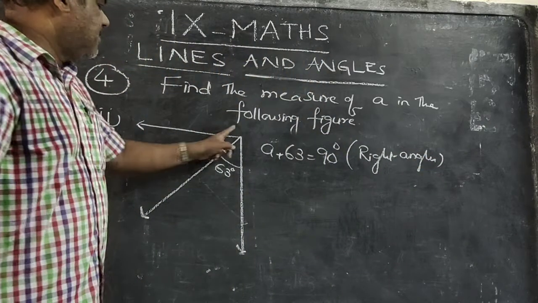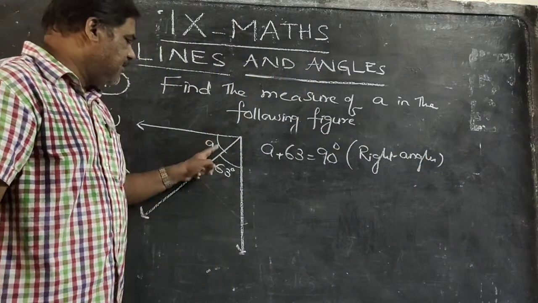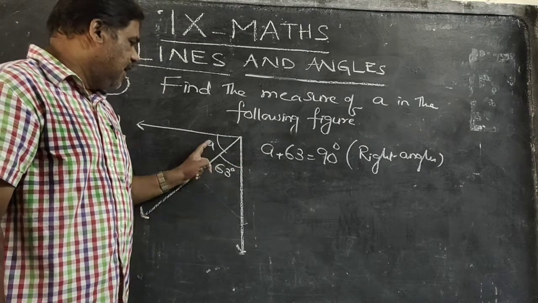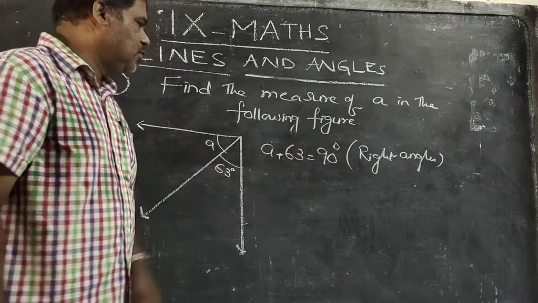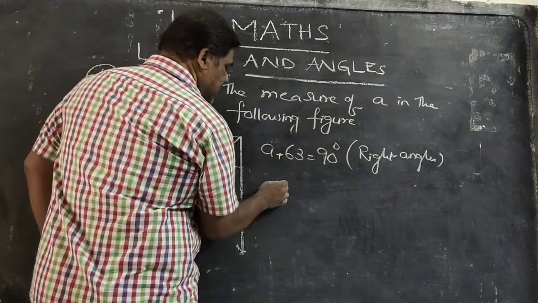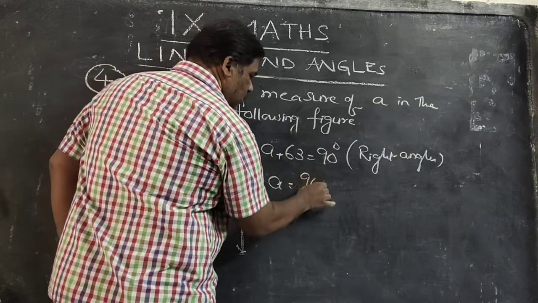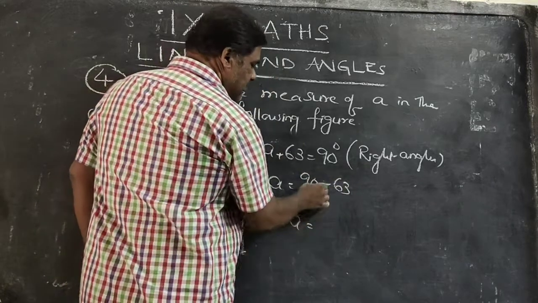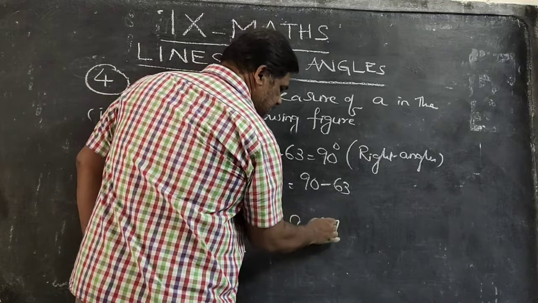If two lines are perpendicular to each other, the angle between them is 90 degrees. So if you add A and 63, A plus 63 will be equal to 90. Send 63 to that side. A is equal to 90 minus 63. So A value is 27 degrees.